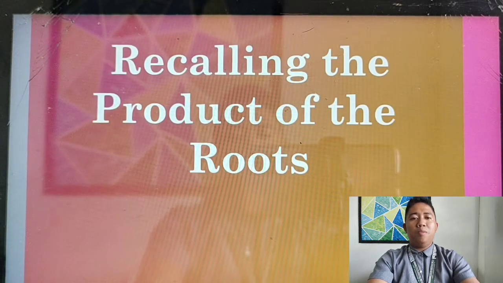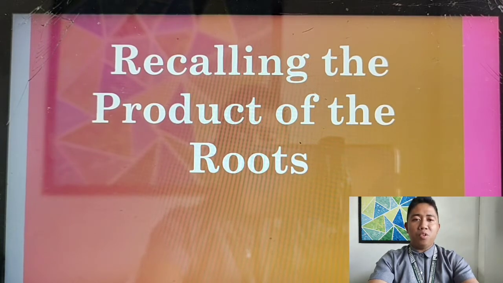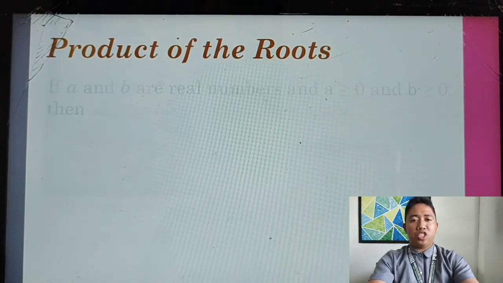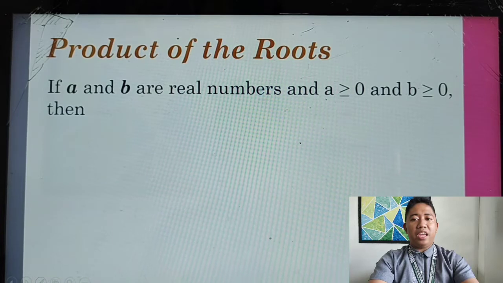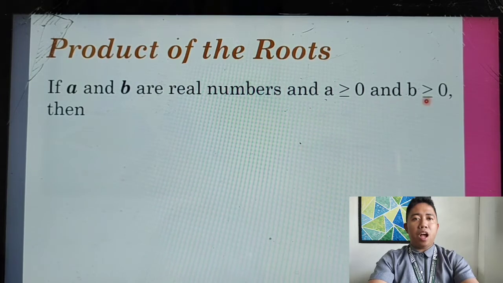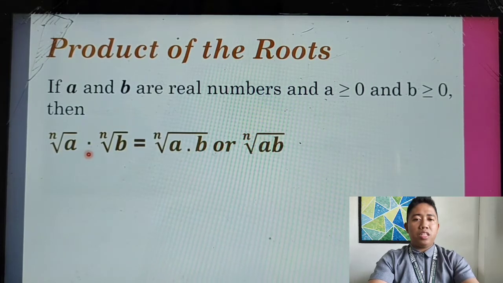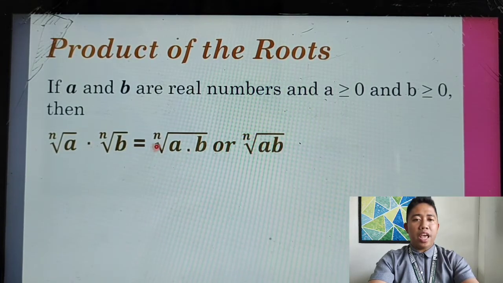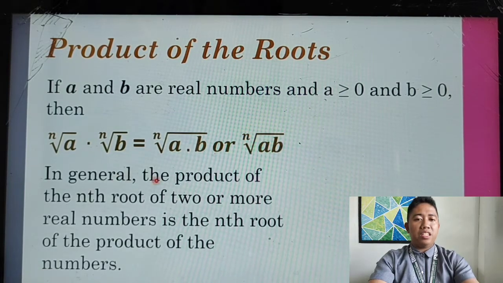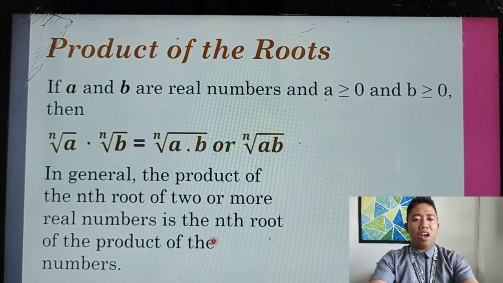Today, you will review what we have learned in the previous video, recalling the product rule. The product of the roots is known as the multiplication of radical expressions. If A and B are real numbers, and A and B are greater than or equal to 0, then the nth root of A multiplied by the nth root of B is equal to the nth root of A times B, or the nth root of AB. In general, the product of the nth roots of two or more real numbers is the nth root of the product of the numbers.